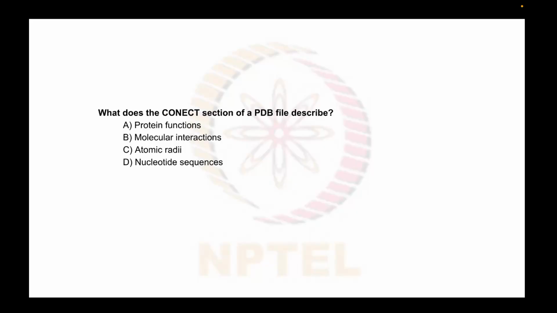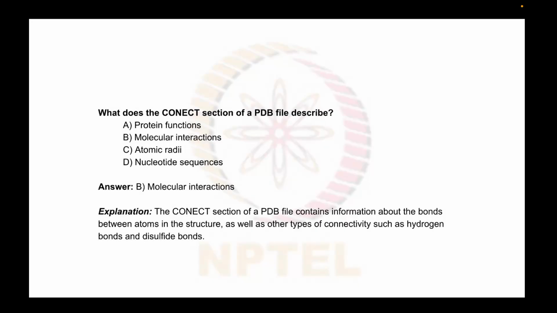So what does the connect section of a PDB file describe? This connect section of a PDB file contains information about the bonds between the atoms in the structure, as well as other types of connectivity such as hydrogen bonds and disulfide bonds.